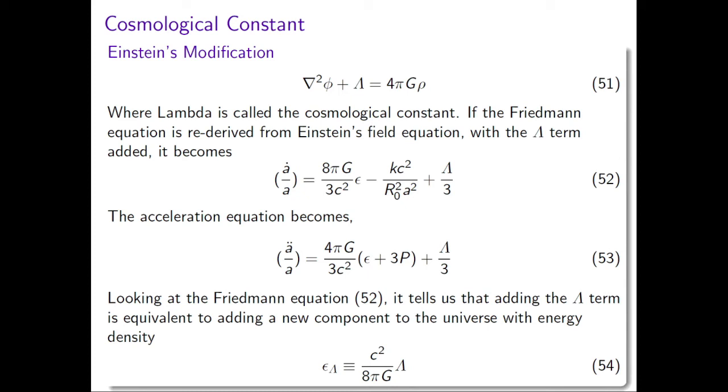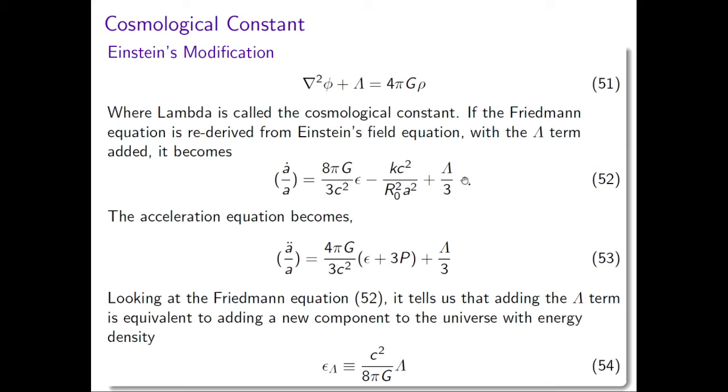If we try to incorporate the lambda with the Friedman equation, which is derived from the Einstein field equation, our modified Friedman equation becomes a dot by a squared is equal to 8 pi G by 3c square times epsilon minus kc square by R naught square a square plus lambda by 3. This is the factor that is added to the Friedman equation to justify the addition of lambda in the Einstein field equations.